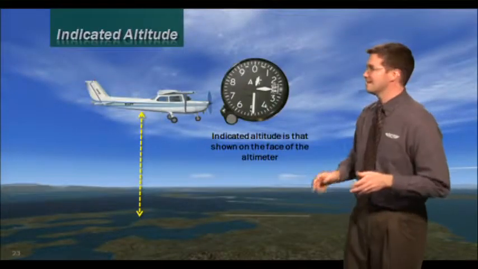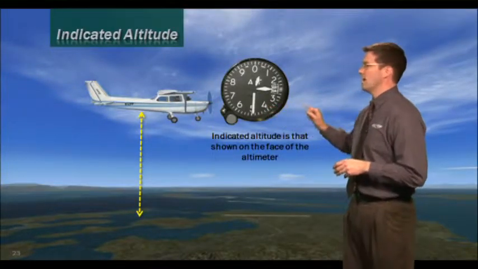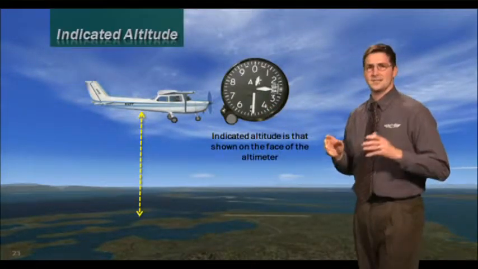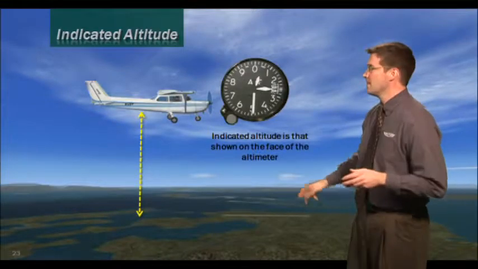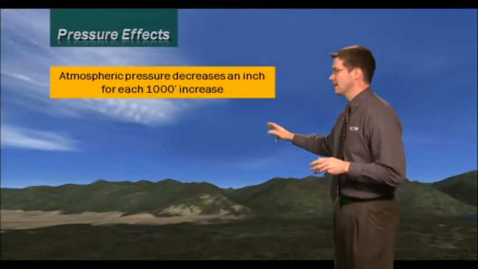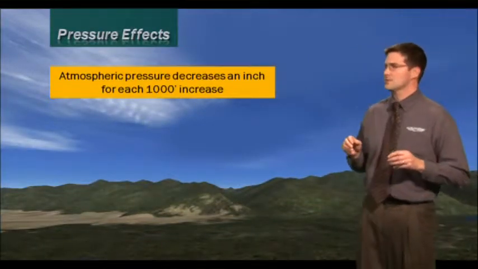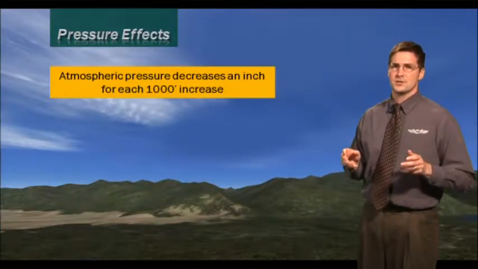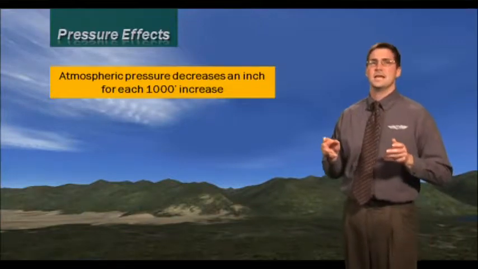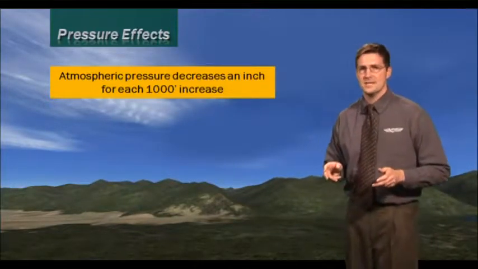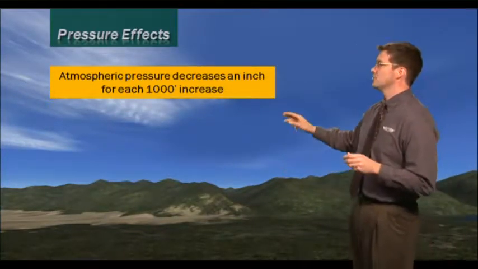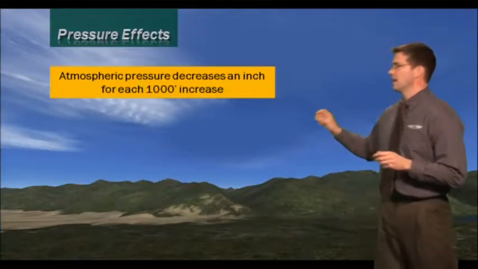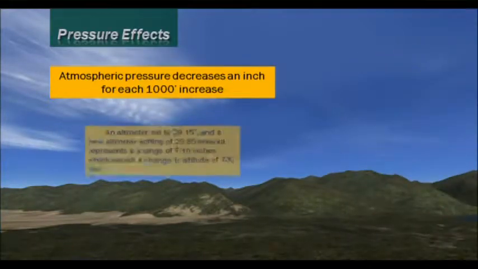Indicated altitude, very simply, is the altitude read off the face of the altimeter. It's very easy to remember. Remember this: atmospheric pressure decreases about an inch for every 1,000 foot altitude increase. So if our standard atmospheric pressure is 29.92 at sea level and we climb 1,000 feet, the actual pressure is 28.92.